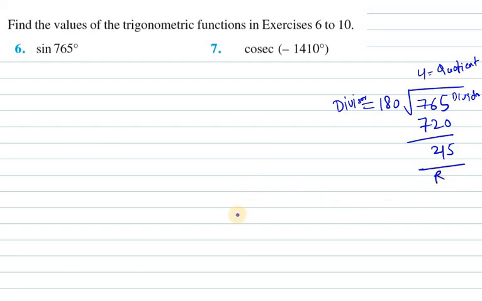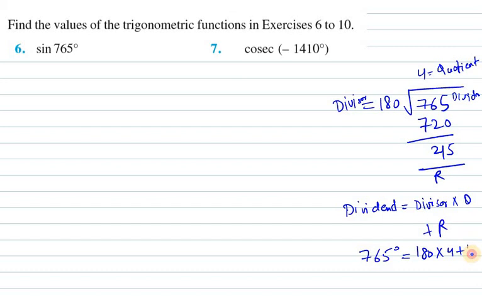And we know how to write the formula for this. The formula is dividend equals divisor into quotient plus remainder. In this case we are given the dividend, that is 765. So 765 equals divisor, that is 180, into quotient 4 plus remainder, in this case 45. That means we can define 765 degree as 180 times 4 plus 45. So it is sine of 180 into 4 plus 45 degree.